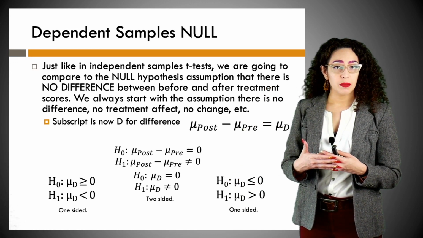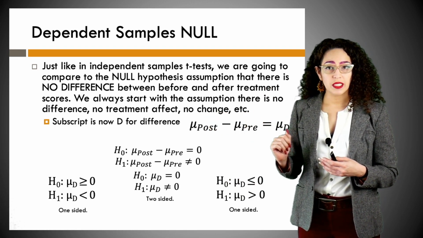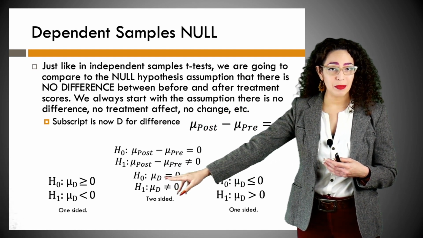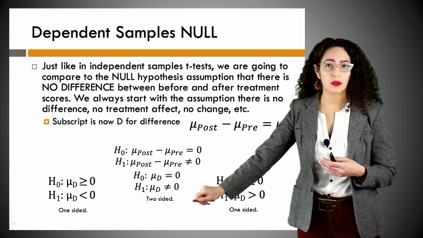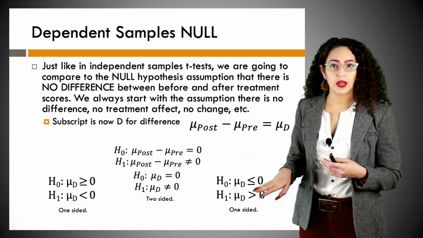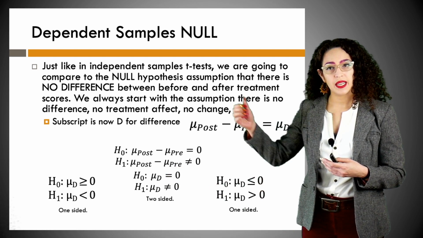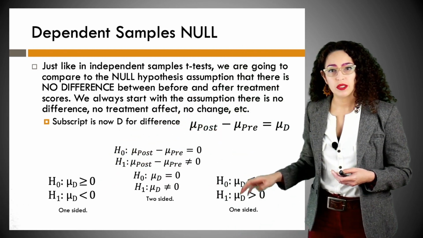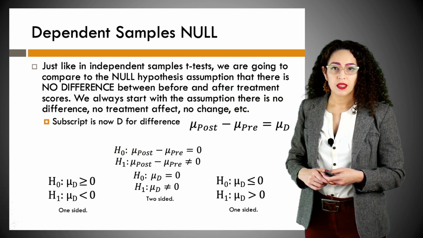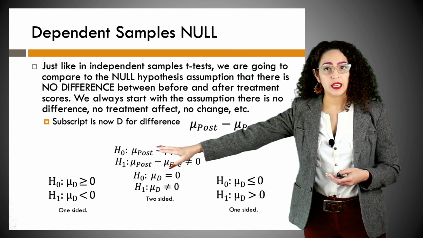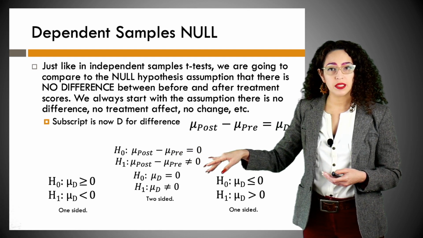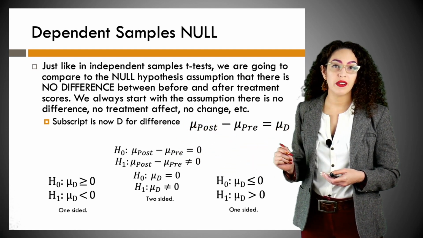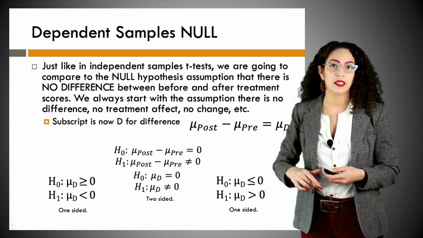Now our subscript is going to be D for differences. So we have mu sub D equals 0. So that is the average amount of difference equals 0, or does not equal 0 for a two-sided. We also have a one-sided where we can say that mu is going to be less than 0 or that mu is going to be greater than 0. We can also write it out as the post-score minus the pre-score equals 0 or the pre-score minus the post-score equals 0. It's whatever's more convenient depending on the example, just make sure you keep it consistent.